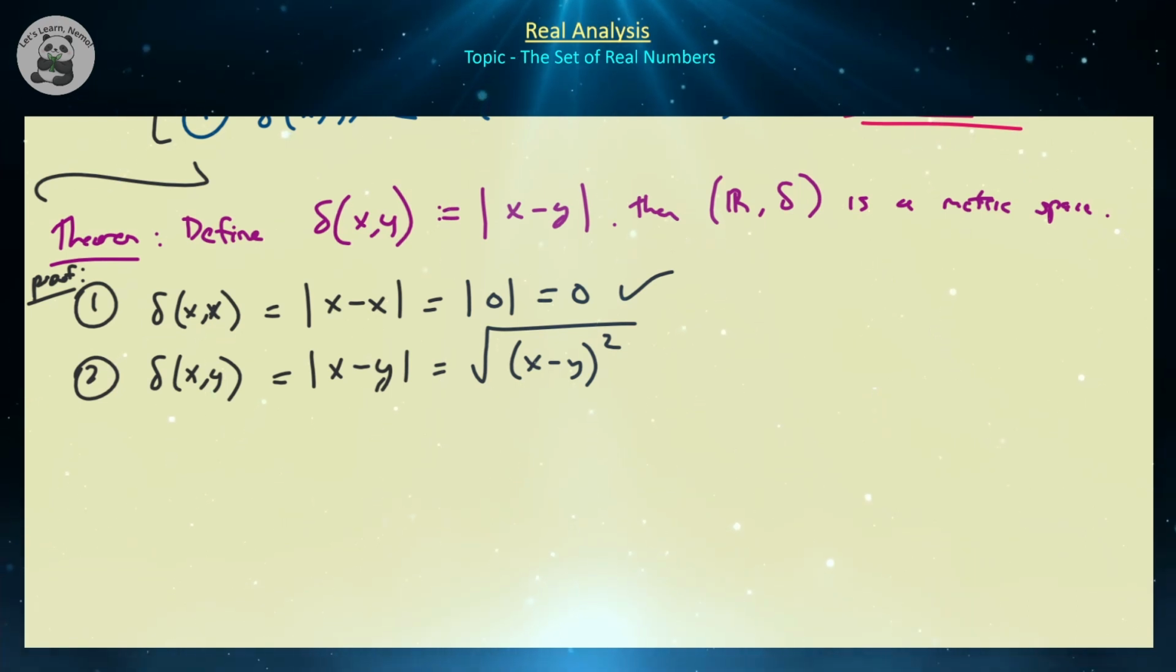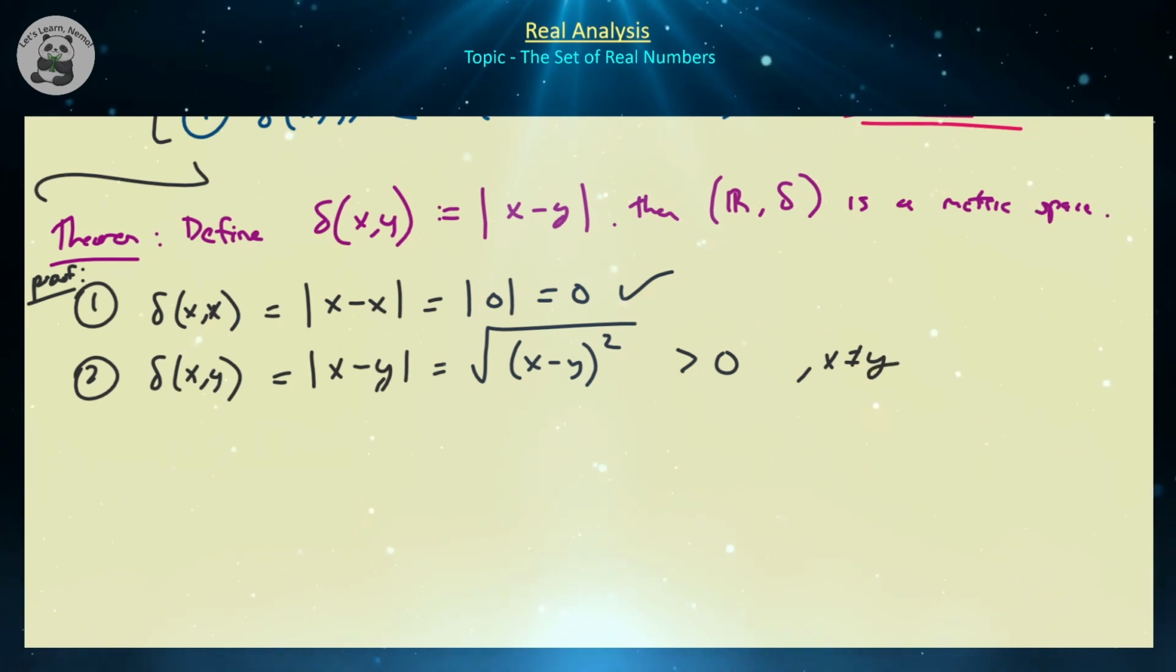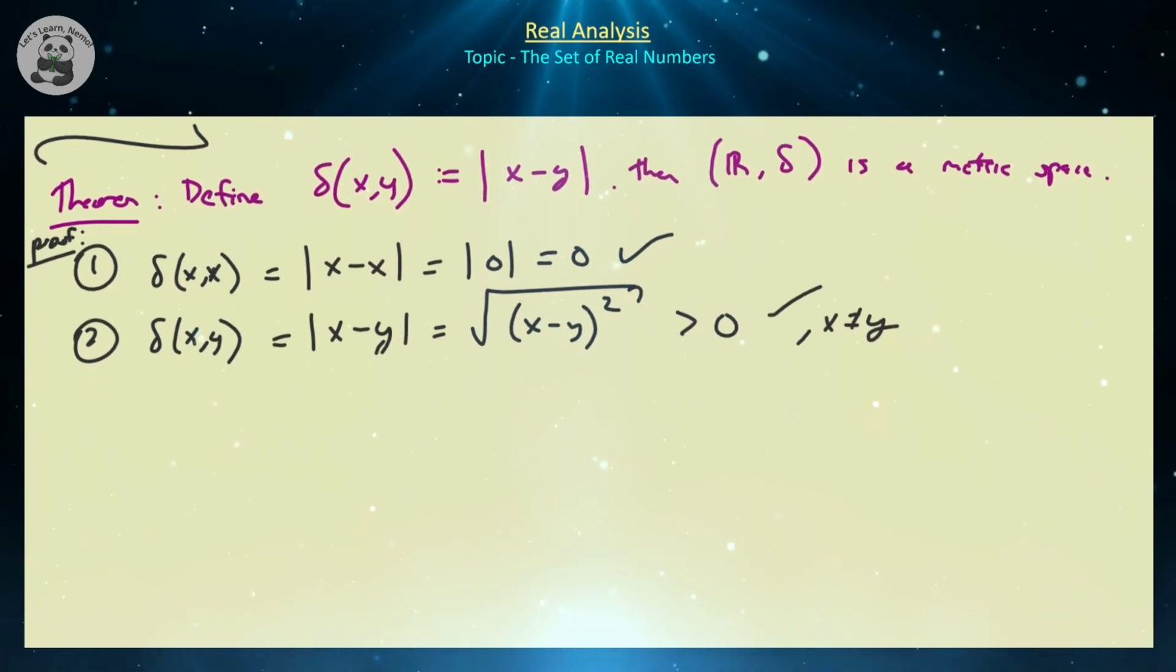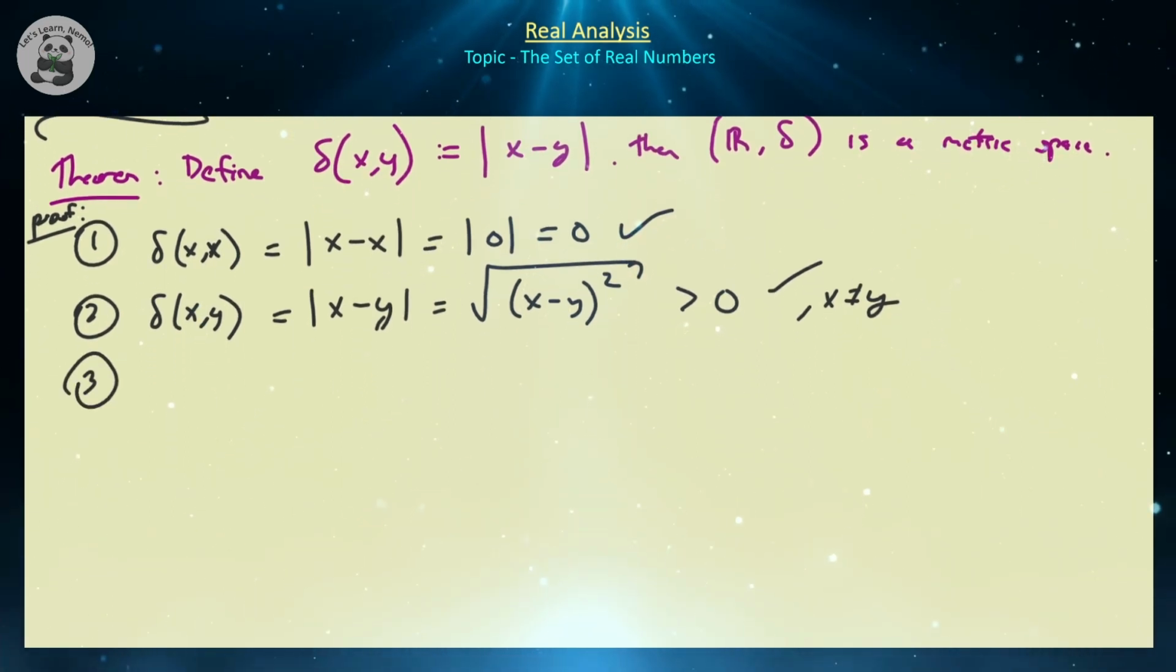So we know that the radical function is always non-negative, and we know that this is going to be equal to 0 only when x is equal to y, but x and y are not going to be equal to each other by assumption. And since that is the property of the radical function, then we have that the second property is indeed met. The third property is that the metric is symmetric, so the distance between x and y and the distance between y and x are indeed equal to each other.